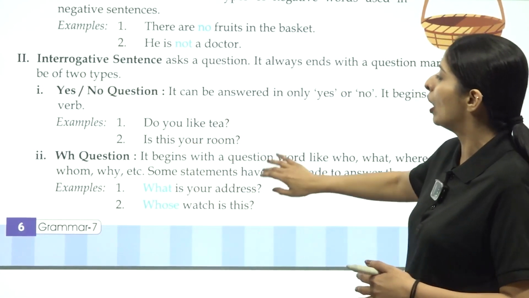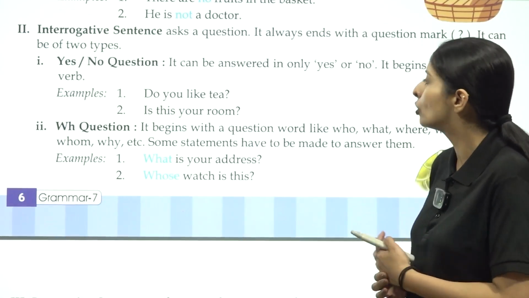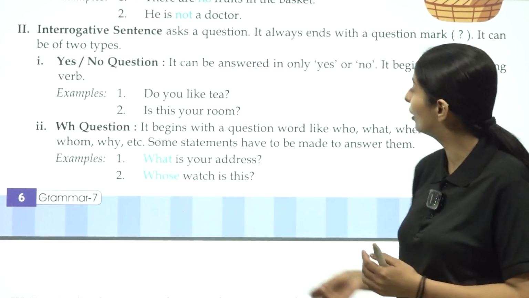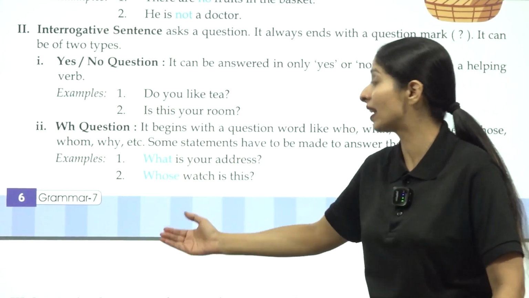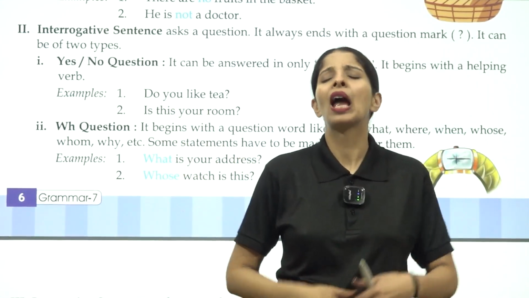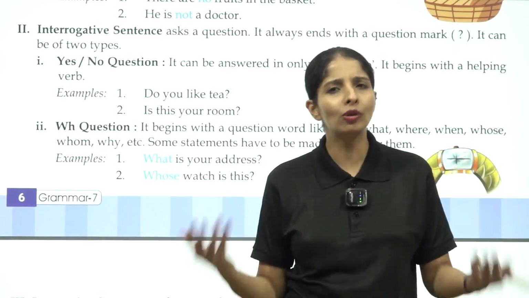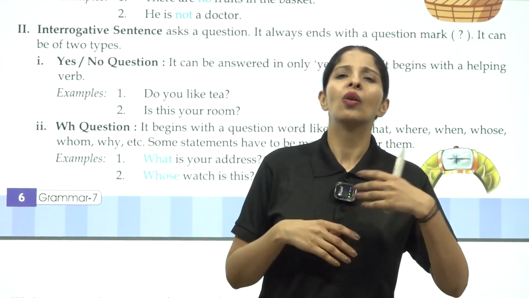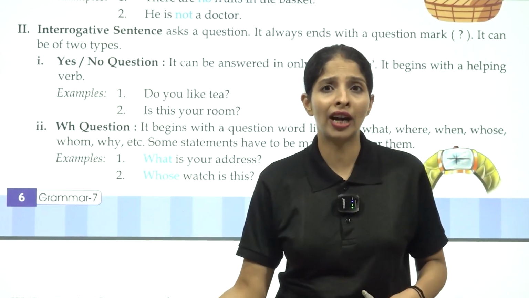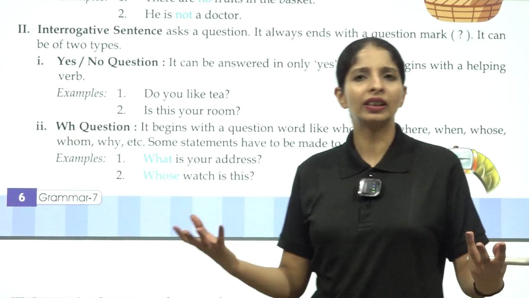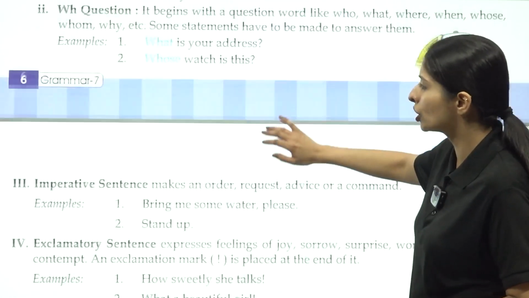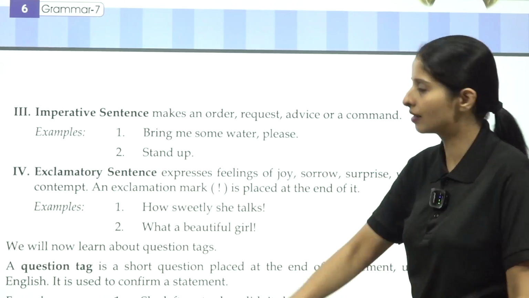Right? Now there are also WH questions, which begin with a question word like who, what, where, when, whose, whom, why, etc. Like what is your address? Who is your best friend? Where do you live? To whom are you calling? So these all are WH family sentences.